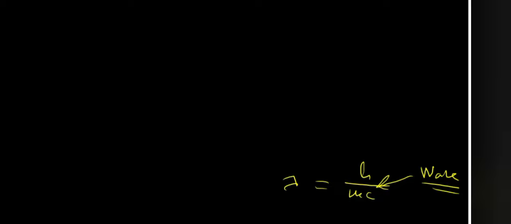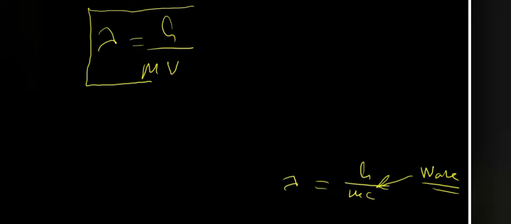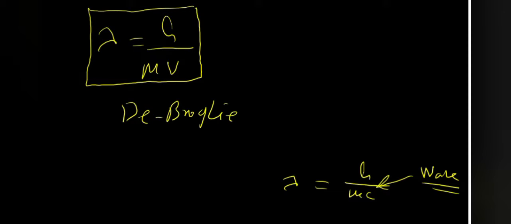So now the equation becomes wavelength is equal to h over mv. So this is what we call the de Broglie equation. So whenever there's a question to calculate the de Broglie wavelength, you want to use this equation where this is Planck's constant and then mass and then velocity.